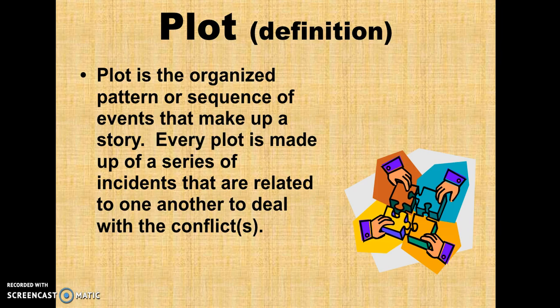The definition of plot. Plot is the organized pattern or sequence of events that make up a story. Every plot is made up of a series of incidents that are related to one another to deal with the conflicts. If the events in a story aren't related to each other, it doesn't make very much sense. So the definition of a plot is that it must be organized, the events have to be connected to each other, and the story has to deal with the conflict.